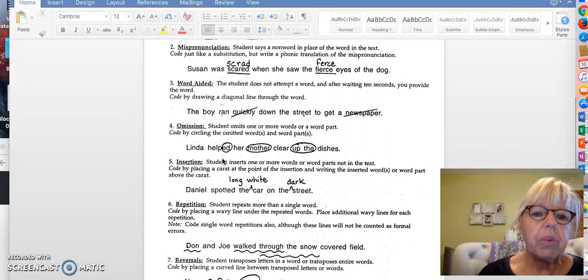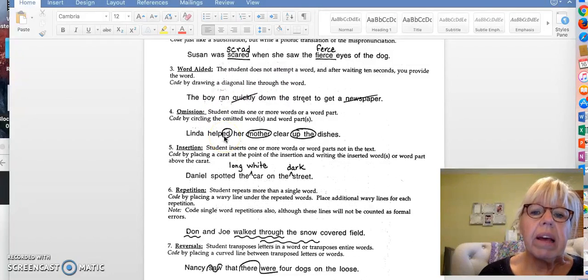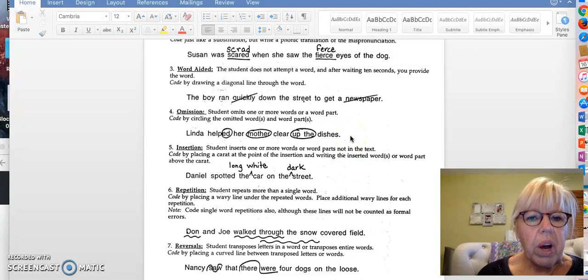Omissions, this is when the student's simply reading along and they omit. They may omit the ending off of a word, or they may omit an entire word. Sometimes they'll omit phrases. Sometimes you'll even have a student omit an entire sentence. When that happens, you circle that, which is how we code omissions, is just circle what they omitted, but you would circle that entire line and only count it as one miscue. Because otherwise, if you circled every word and counted it, you're unfairly inflating the error rate.